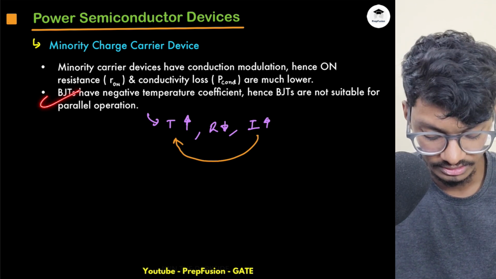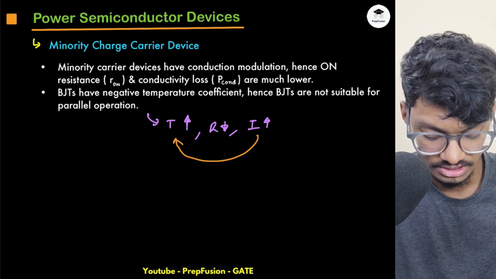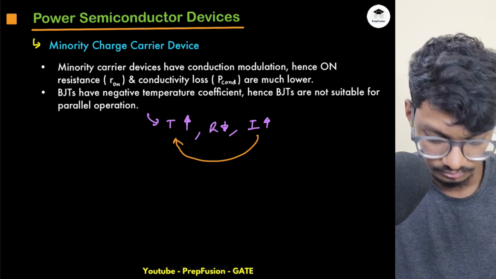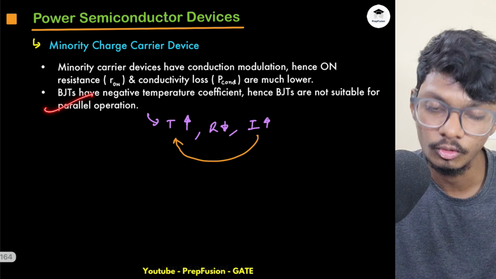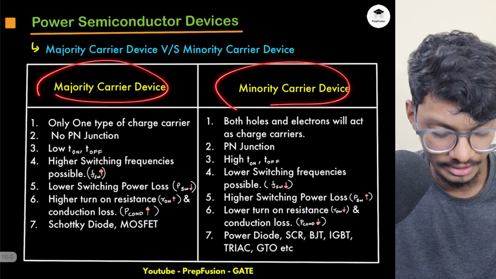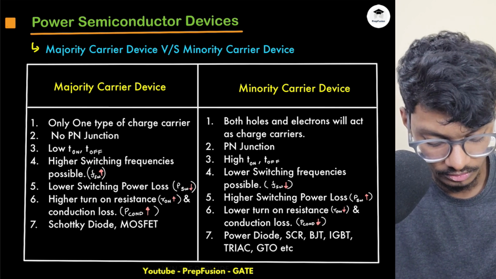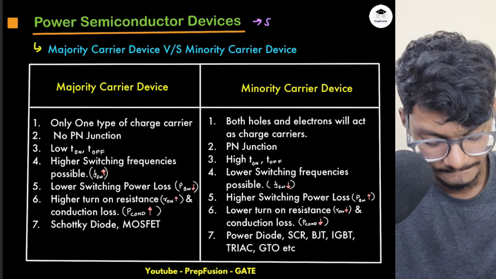And that's why I have given this point here, because BJT is also a minority charge carrier device, and this point is important to note. We will go more into this in the BJT lecture. Now here are the main key points, and you should put this in your short notes, if you want to remember all this in a single slide.